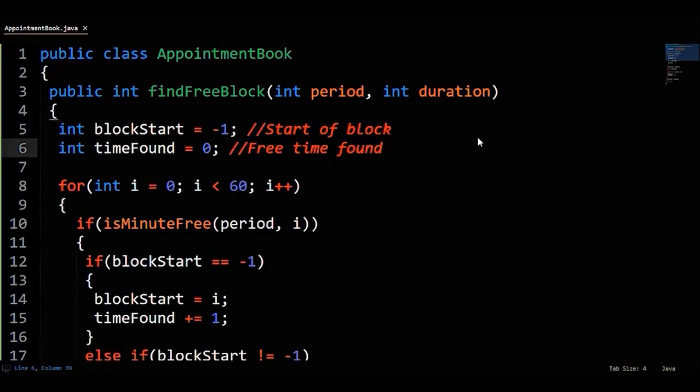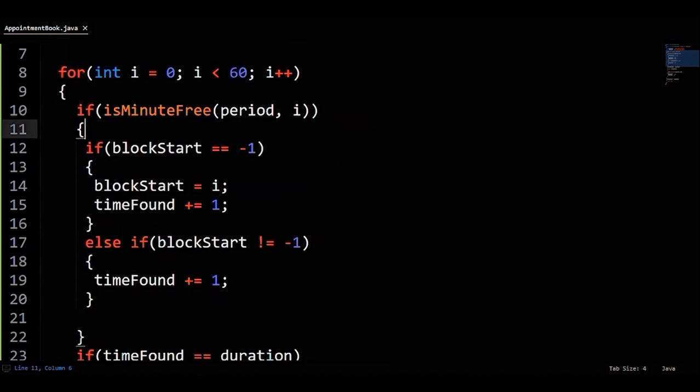For the code for 1A, I've initialized a block start variable to -1 to symbolize we don't know where the free block of time starts yet. I've also initialized a time found variable to 0 to represent the current amount of time that is found to be free. You're looping through from 0 to 59 because that's how the minutes are numbered within a period. If a minute within the current period is free, you ask another question.